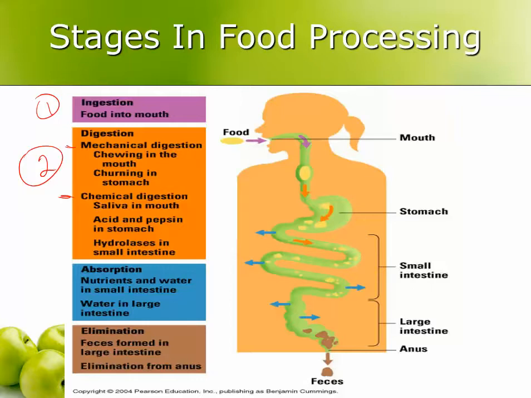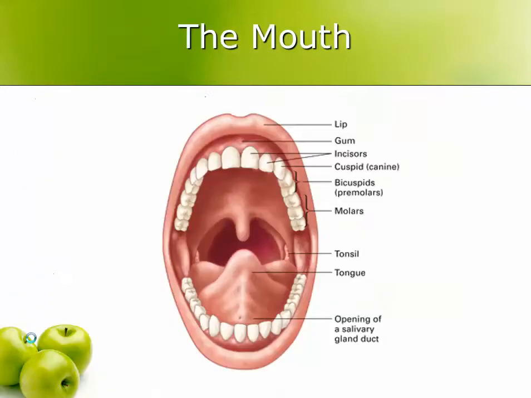And once it's broken down, it can be absorbed in that small intestine. Water can be absorbed there also, in addition to nutrients. And water is also absorbed in the large intestine. And then once the water is removed from the undigested food, then you have elimination. That would be 4. Okay?